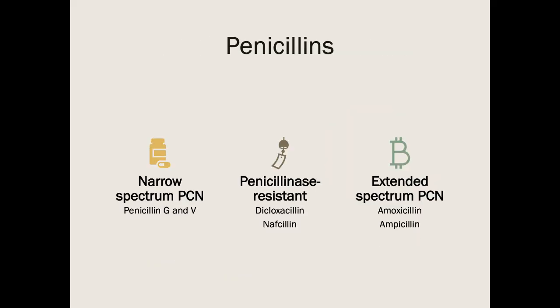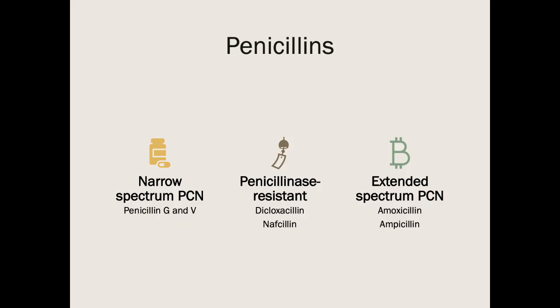Penicillin is the big one here in our beta-lactams. We've got a narrow spectrum penicillin, typically abbreviated as PCN. Our penicillin G and penicillin V are what we typically call penicillin, kind of our original penicillin. It is very narrow spectrum. And then we can go into our extended spectrum penicillins. That's when you start seeing amoxicillin and ampicillin, which are very commonly prescribed as well. I'm sure you've seen amoxicillin out there. And we also have a few penicillinase resistant medications that have been developed.